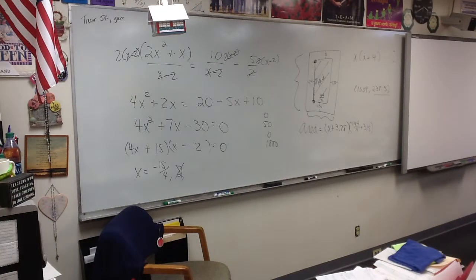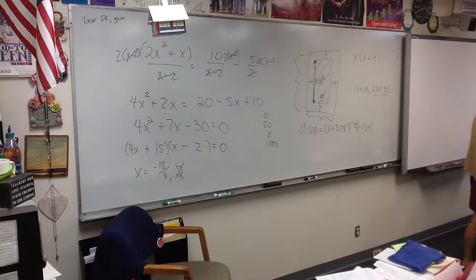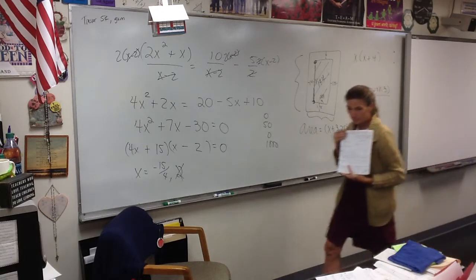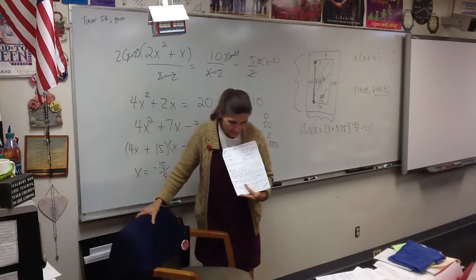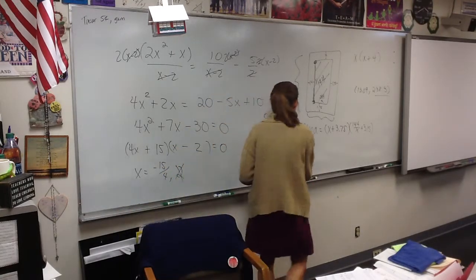So, I need you to find in your packet, there is a sheet, and it's kind of cut off at the top, but it says Review 2.6 to 2.10 Study Session. It's handwritten, has a box, has some asterisks on it.